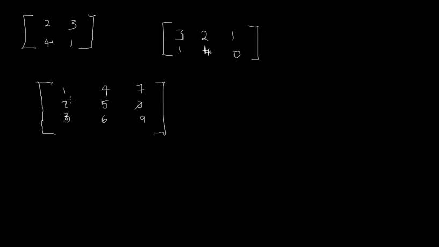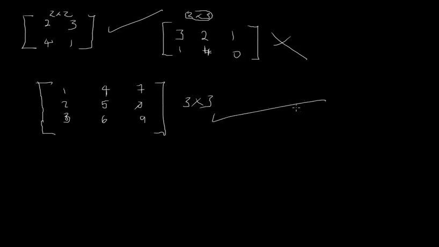Okay, so is this a square matrix? Yes, it has 2 rows, 2 columns. It's a 2 by 2 matrix, therefore it's a square matrix. Is this a square matrix? It has how many rows? 2 rows. How many columns? 3 columns. So this is not a square matrix. Is this a square matrix? It has 3 rows and 3 columns. So yes, it is a square matrix. Glad we are on the same page.